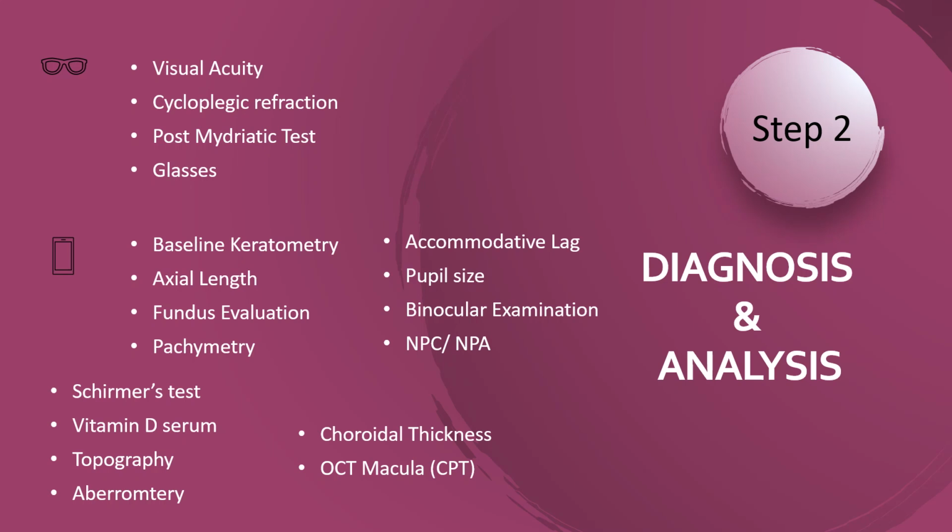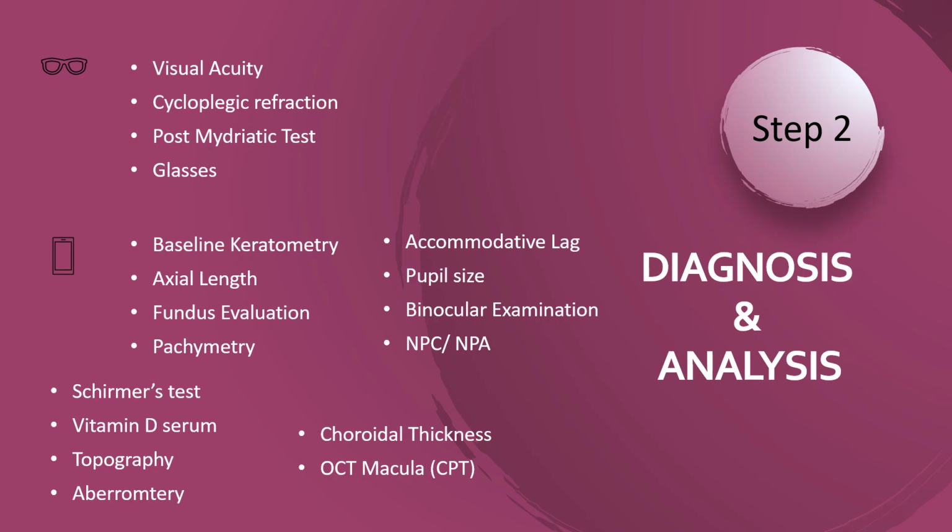Aberrometry again not mandatory, but once we are giving low concentration atropine, we should be sure that it is not creating any havoc in the aberration profile. We did some study, we presented it in AIOS and published it in IGO, suggesting that low concentration atropine does not affect accommodative lag, does not really affect NPC, NPA, and does not really affect binocular examinations and aberration profile of patients.